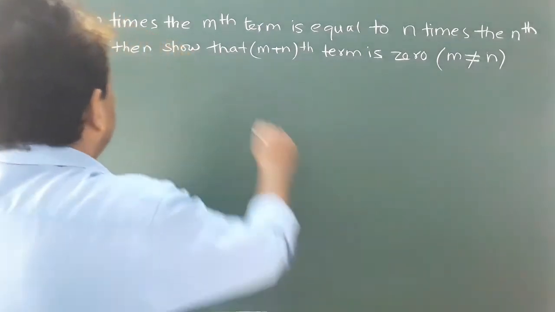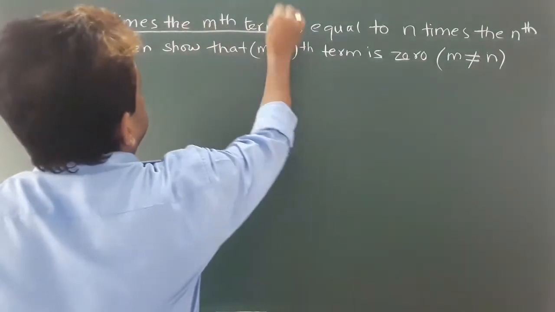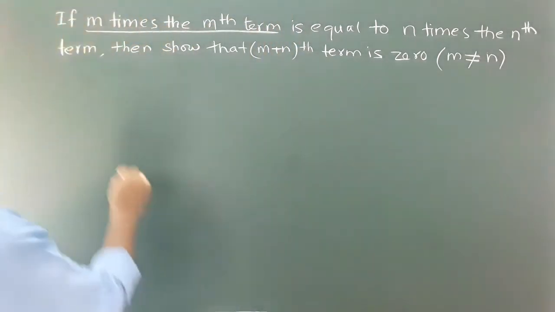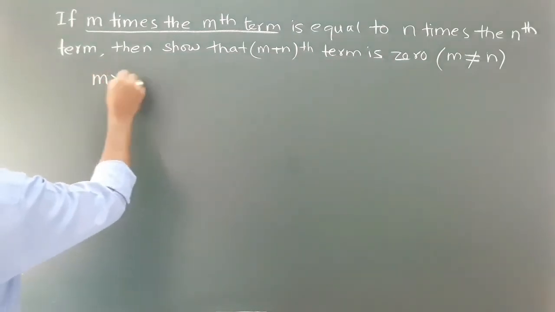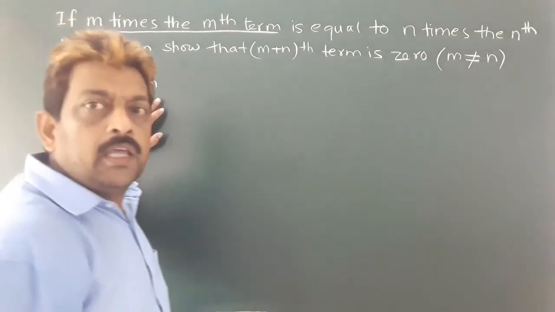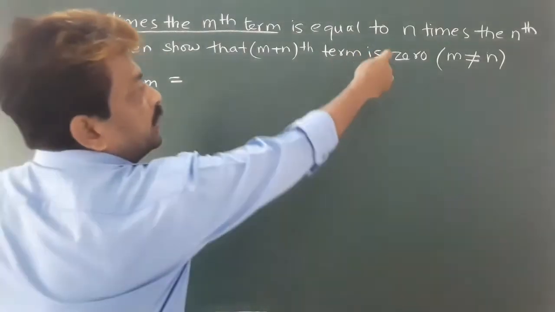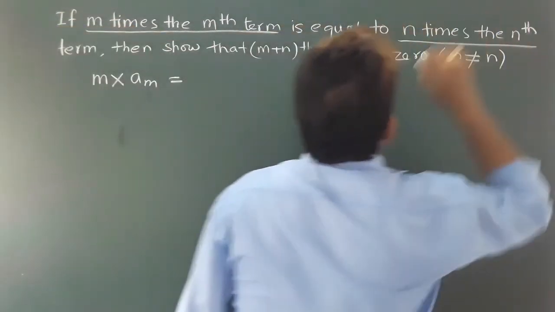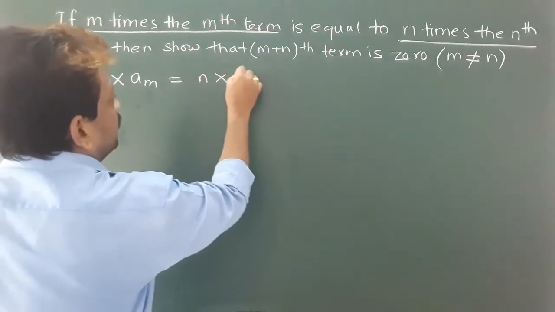So first of all, let us form the equation with this. m times the mth term, we generally take the mth term as a_m. This is equal to n times the nth term. So n multiplied with a_n.